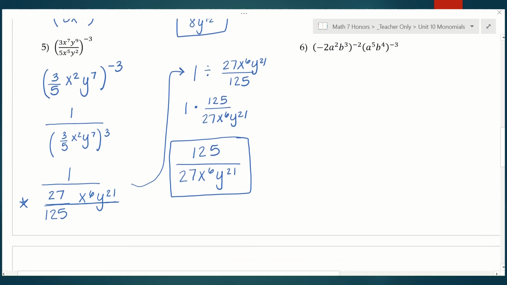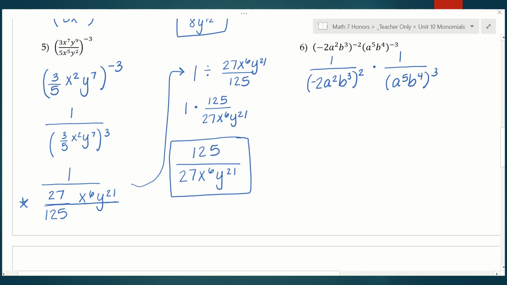All right, I hope you guys are hanging in there. With number 6, I am going to start by rewriting both of those monomials as fractions. So I'm going to start by doing 1 over negative 2a squared b to the 3rd, and then that becomes positive 2, times 1 over a to the 5th, b to the 4th to the positive 3rd.